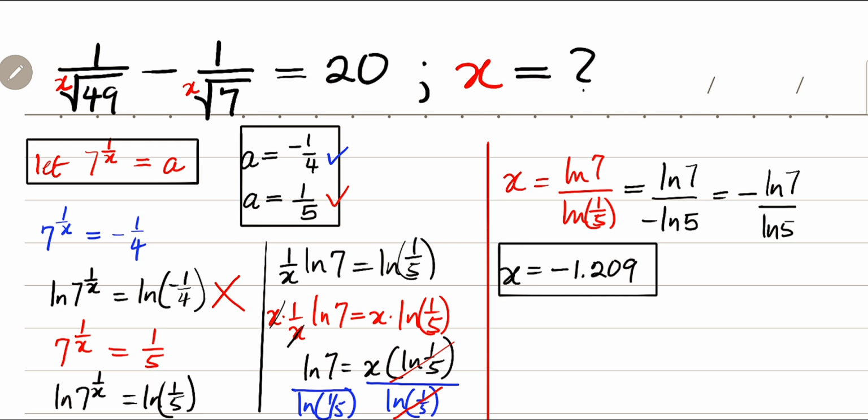And if you plug in the value of x, all you need to do is to change this to an exponent, change this to an exponent, so you end up having an approximate value of 20.